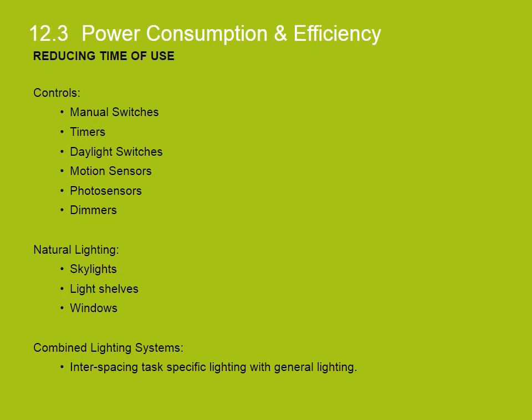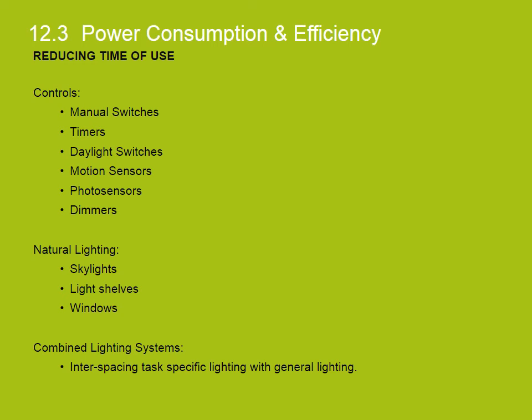Further time of use savings can be made through the use of timers, daylight switches for external lights, motion sensors, photosensors, and dimmers. Natural lighting can be capitalized on if skylights, light shelves, or windows are installed. Natural lighting will usually only influence time of use if implemented with photosensor controls that turn the lights off when the room reaches a specified illuminance.